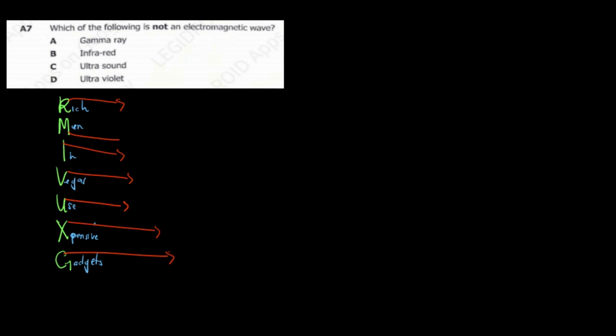So, when you compare the options that you have, you realize that ultrasound is not part of the electromagnetic waves, and this leaves C as our correct answer, because gamma ray is part of them, infrared is part of them, ultraviolet is part of them, but not ultrasound. We only have one U in the mnemonic and not two U's.